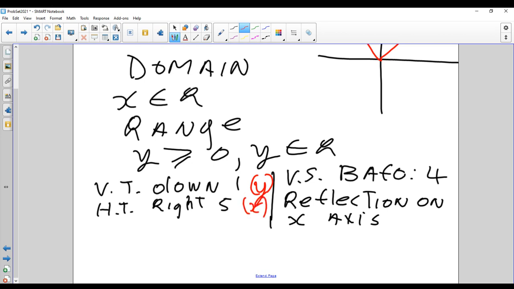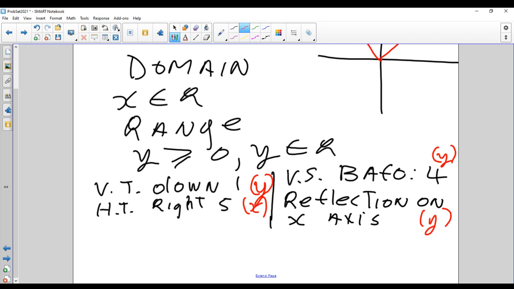How about the VS? Wanya, what about the VS? What is that affecting? Affects the y, yeah. And actually, what about the reflection on the x-axis? It also affects the y. So we have three things affecting the y. Looks like the range is going to be affected.